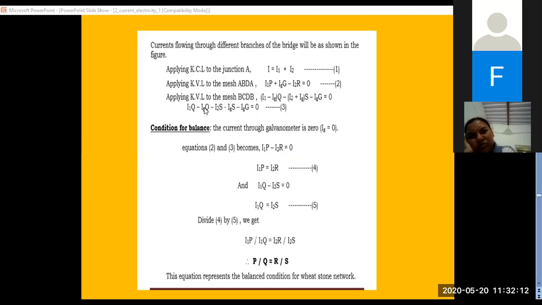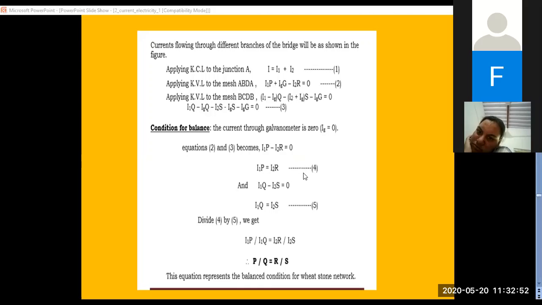Apply here. First term, there is no IG, so you can write that down: I1 into Q. This term will become 0 because IG is there. Then you will have minus I2 into S. Again, IG is there, so this will become 0. You will get I1 into Q minus I2 into S should be equal to 0. We are applying the condition to equation 2 and equation 3. Wherever the IG term is there, that term will become 0. So first I will get I1 into P minus I2 into R will be equal to 0.